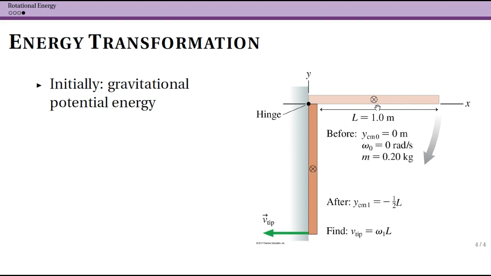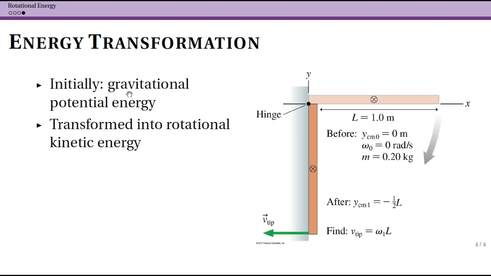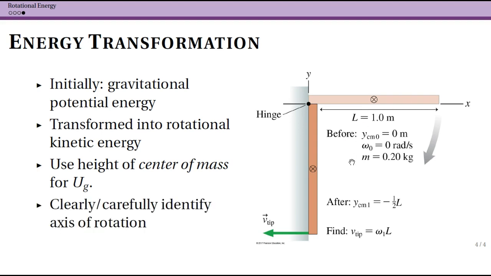So initially, you have gravitational potential energy. This is being transformed into rotational kinetic energy. So it's at some height, it can go down, but it's actually rotating down. So we wouldn't call this translational motion because it's rotating around a fixed point, even though that point isn't at the center of mass. So the height that we need for calculating gravitational potential energy is the height of the center of mass. It's not the height of the end. You'll get the wrong answer if you use that. You must use the height only of the center of mass.